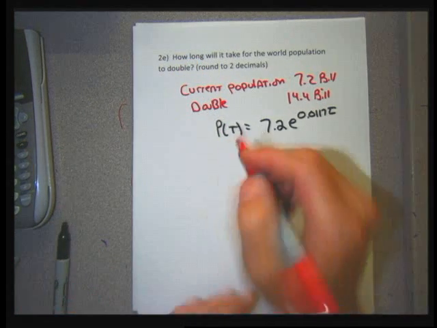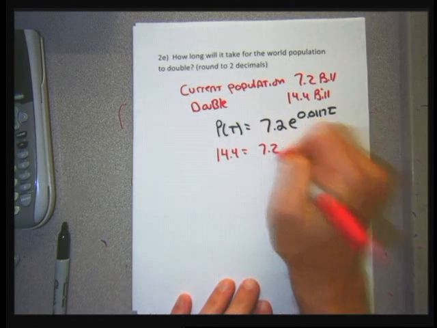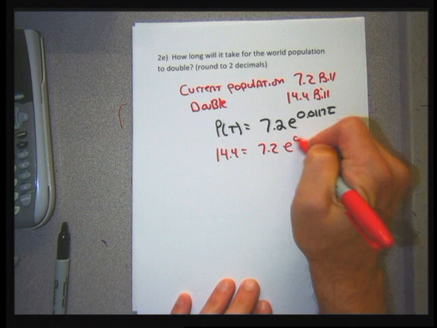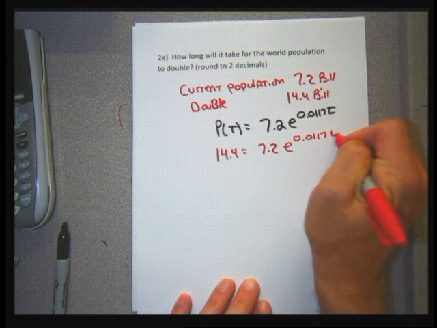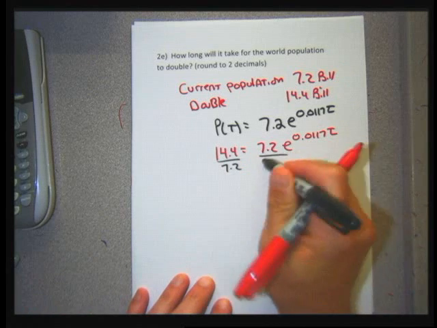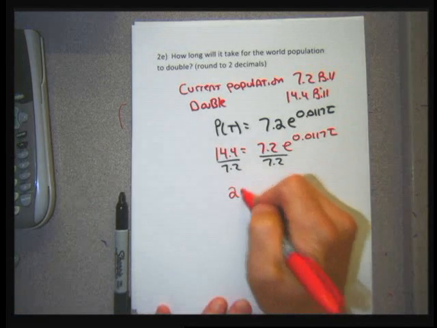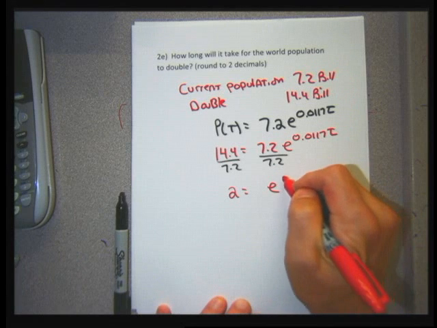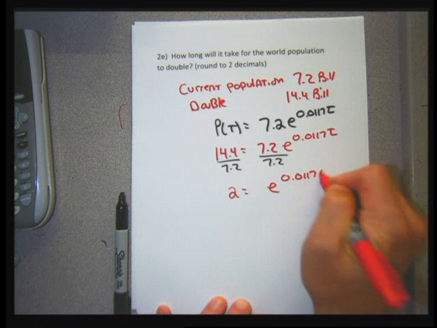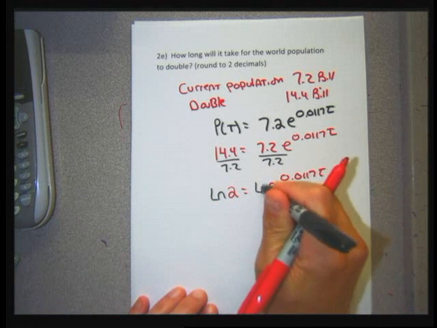And it'll tell me how many years. I can tell you when it's going to be. So I'm going to go 14.4 billion equals 7.2 billion times e to the 0.0117t. I'm going to divide both sides by 7.2. That's easy for me to do. That left side's going to be 2. I'll get 2 equal e to the 0.0117t. I'm going to take the natural log of both sides.